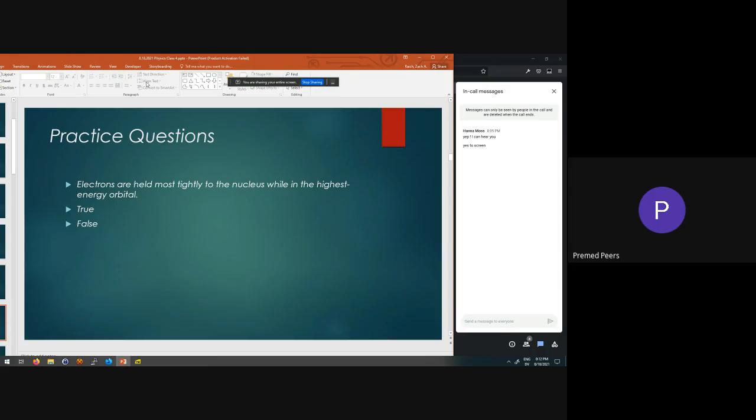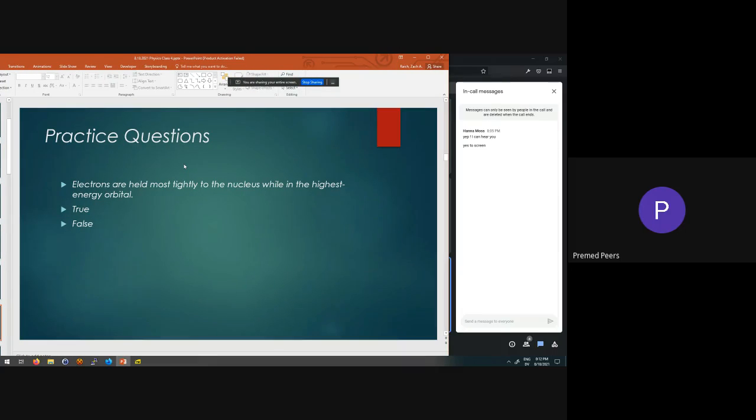Here's more of a chemistry question. So think of the law and think of chemistry. So electrons are held most tightly to the nucleus when they're in the highest energy orbital. True or false? 50-50 chance. False? Anyone else?